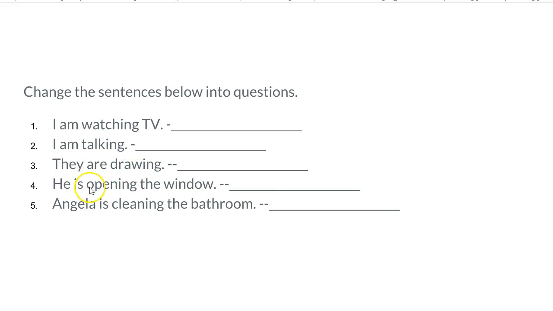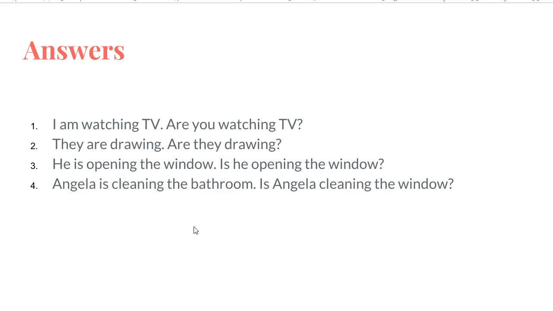Okay, number 4. He is opening the window. I'm waiting for your answers. Yes, that's correct. Is he opening the window? Angela is cleaning the bathroom. Is Angela cleaning the bathroom? Okay, let's look at the answers. So, I'm watching TV. Are you watching TV? They're drawing. Are they drawing? He's opening the window. Is he opening the window? Angela is cleaning the bathroom. Is Angela cleaning the bathroom? Okay.